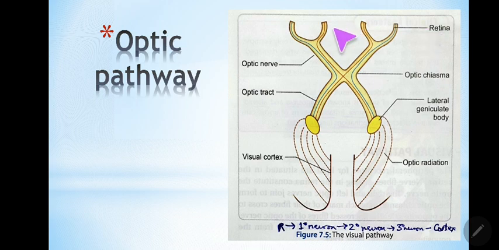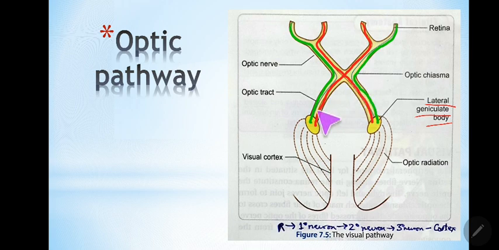Here you are seeing the nasal fibers of the retina; they cross and then reach the contralateral LGB, lateral geniculate body, right? So from both the eyes they decussate and reach the LGB of the opposite side, while the temporal fibers of the retina do not cross and run ipsilaterally and reach the lateral geniculate body of the same side.